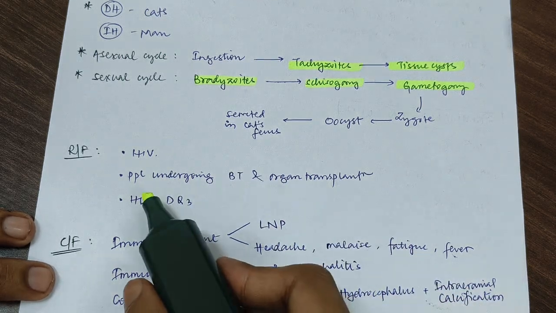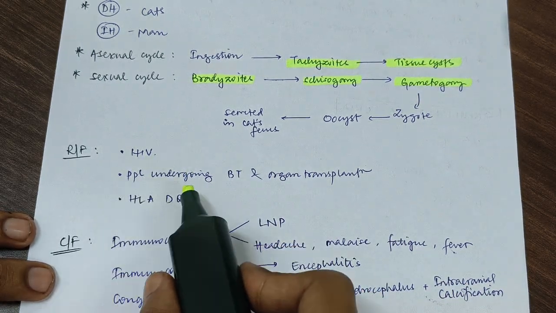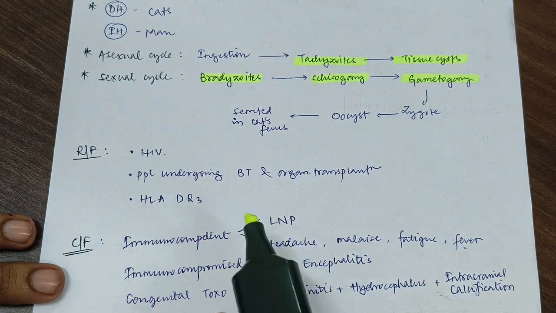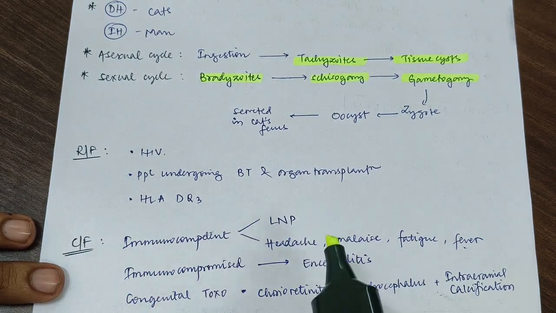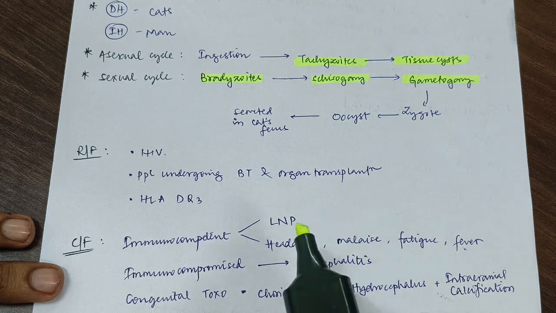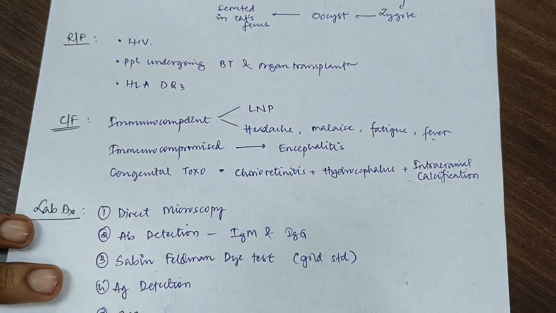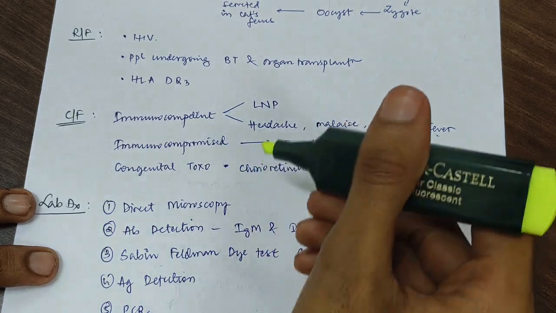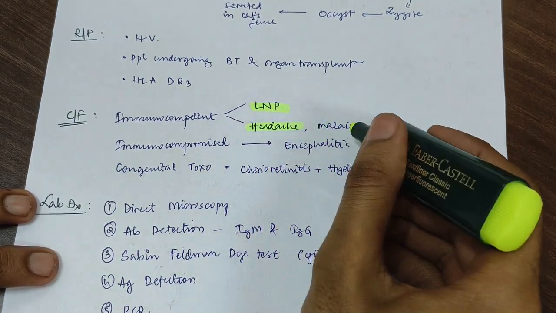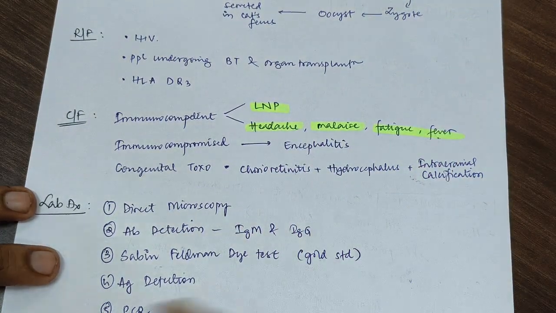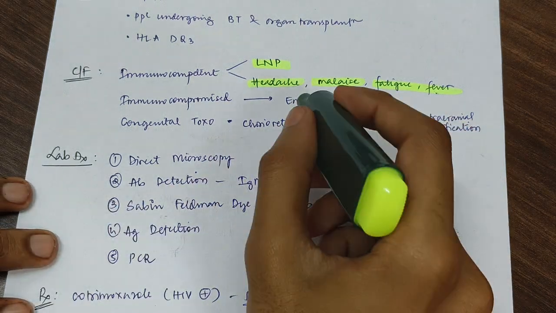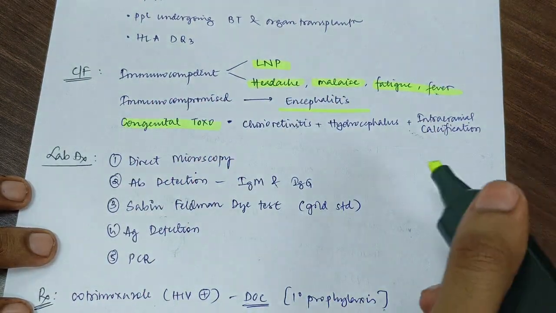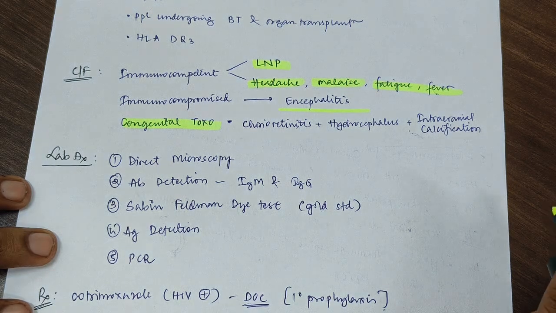Risk factors are the people who are having HIV, people undergoing blood transfusion and organ transplantation, and HLA-DQ3. In case of France, the people eat cat, so infected cat eating can also lead to risk factor of getting this disease, toxoplasmosis. Immunocompetent patients will have just lymphadenopathy, headache, malaise and fatigue and fever, whereas immunocompromised will have directly encephalitis. Congenital toxoplasmosis is very important, which is the most common encountered congenital TORCH infection.